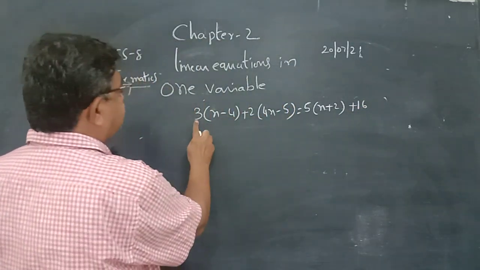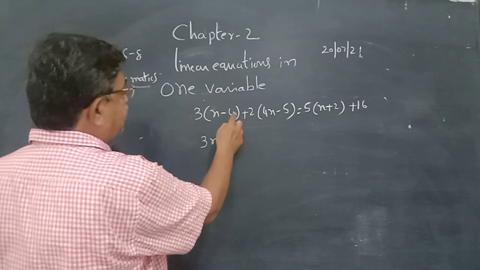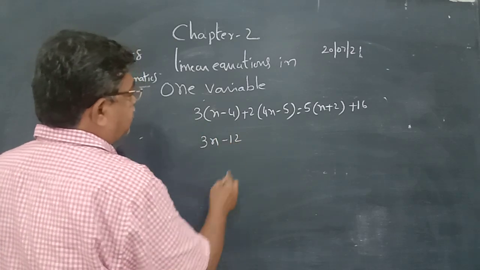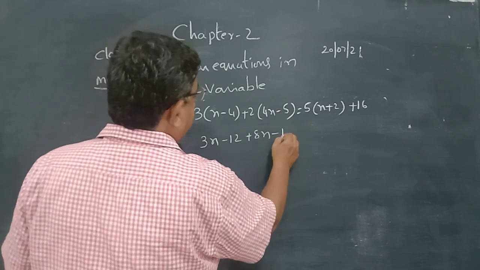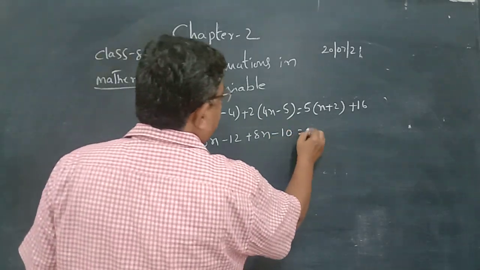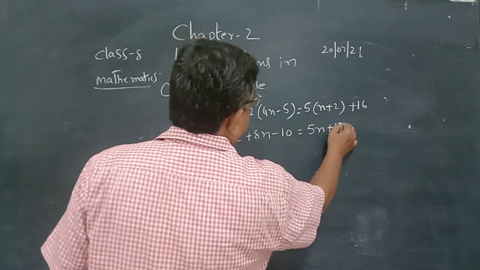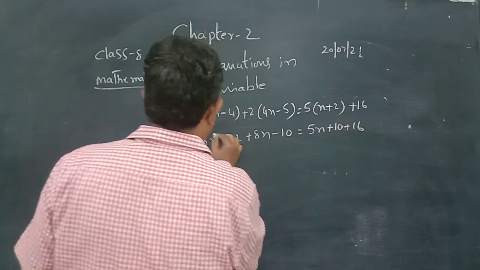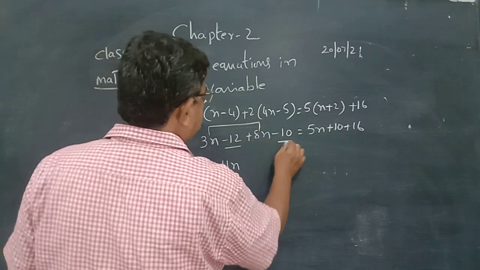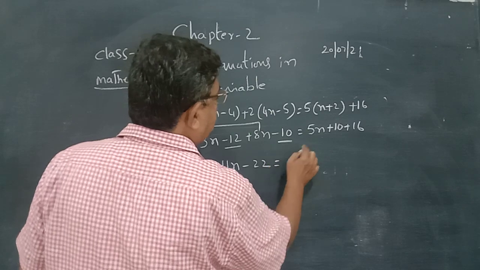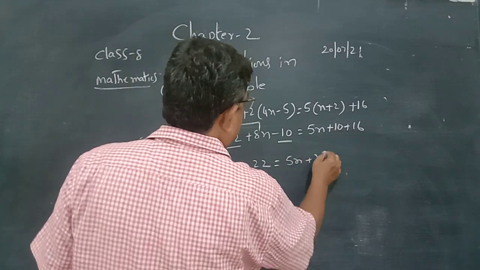Same process. Say, what is 3 into n? You can say it is 3n. What is 3 into minus 4? Minus 12. 2 into 4n, 8n. 2 into minus 5, minus 10. 5 into n, 5n. 5 into 2, plus 10, plus 16. 3n plus 8n, 11n. Minus 12 minus 10, minus 22. 5n. 10 plus 16, 26.